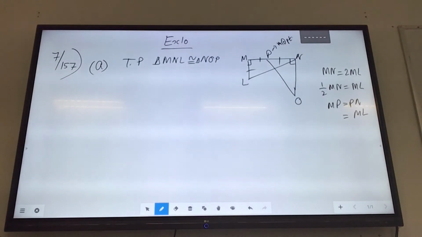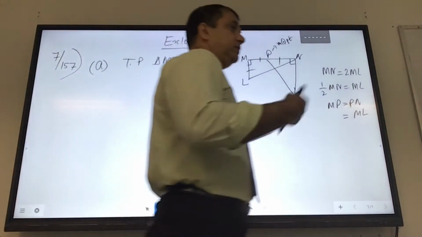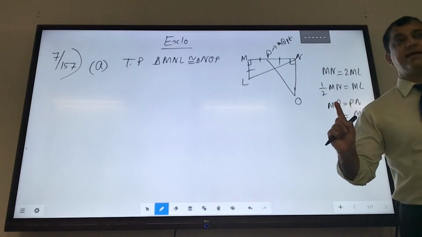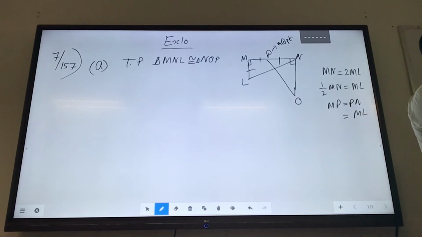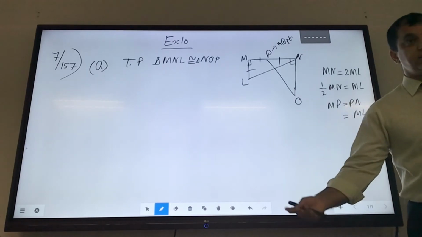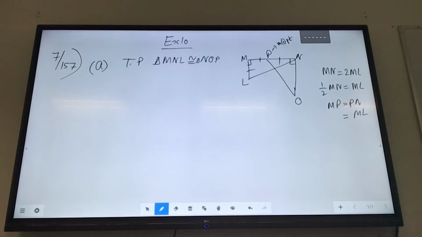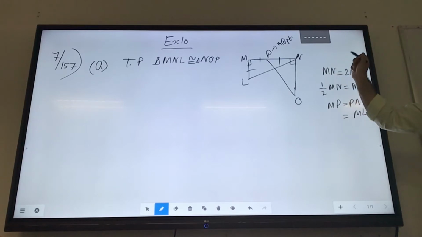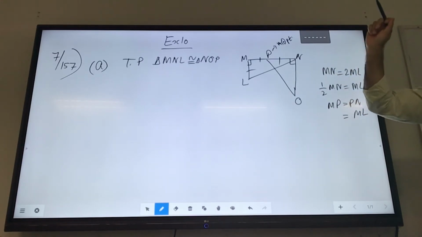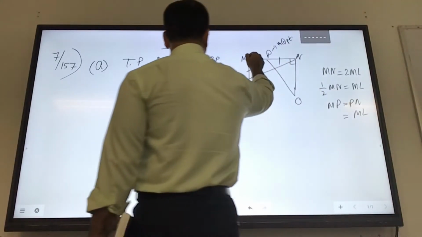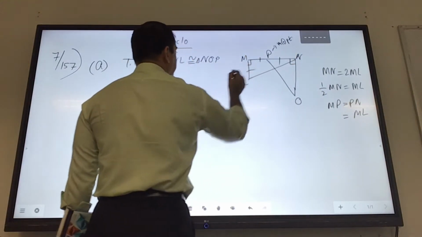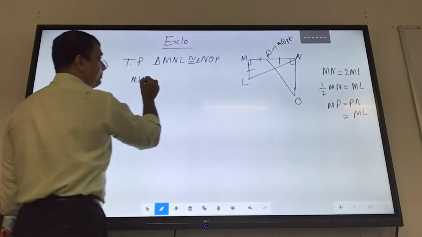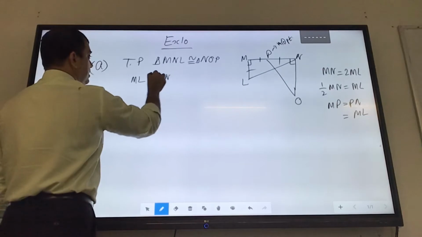So we learned last time 4 criteria of congruency of triangles. First one was triple S, second SAS, third ASA or AAS, and the fourth was RHS. In these two triangles, we can apply RHS or we can apply SAS. Let's see. From the horizontal triangle, side ML, and in the vertical triangle, PN. These are equal, right?